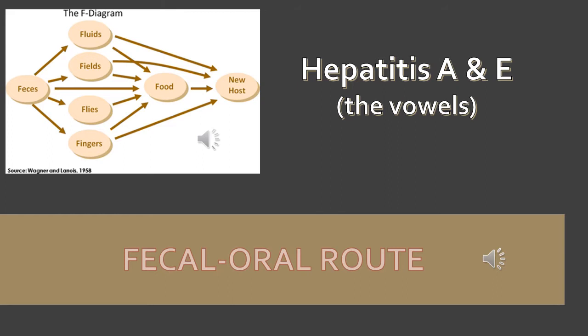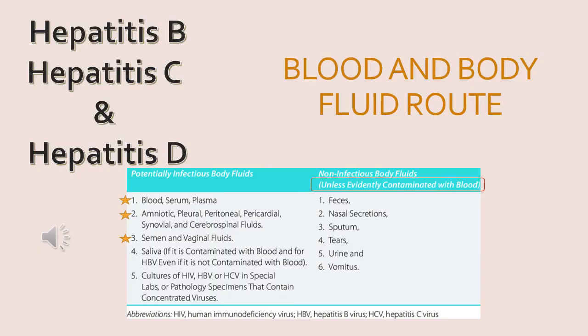This F diagram is a reminder of how feces can transmit viruses to a new host via that fecal-oral route. Hepatitis B, hepatitis C, and hepatitis D are transmitted through blood and bodily fluids. On this slide is a table outlining those potentially infectious body fluids, as well as others that are non-infectious unless they are visibly contaminated with blood.